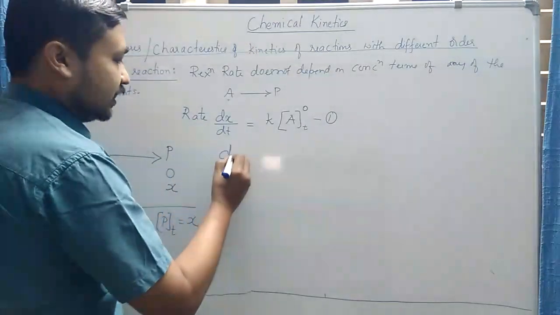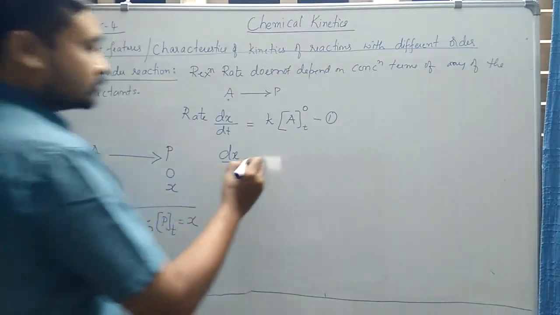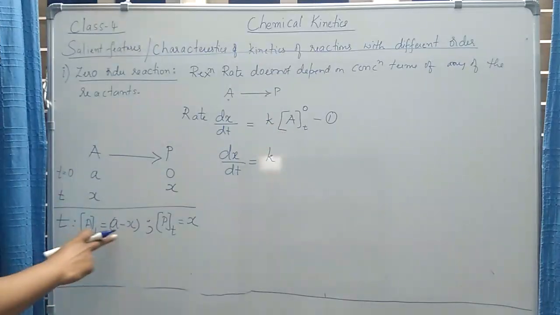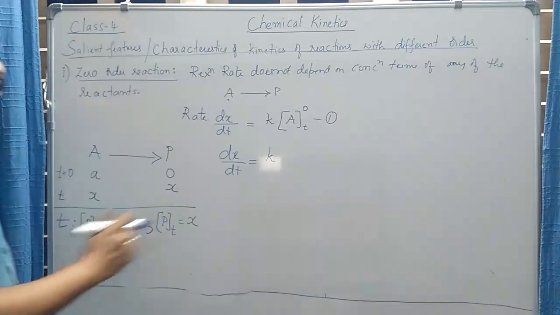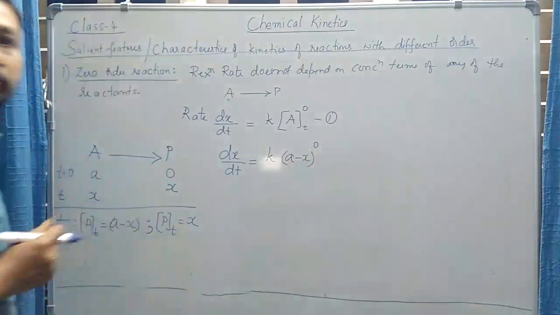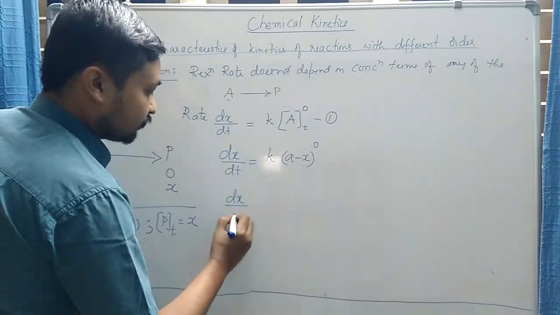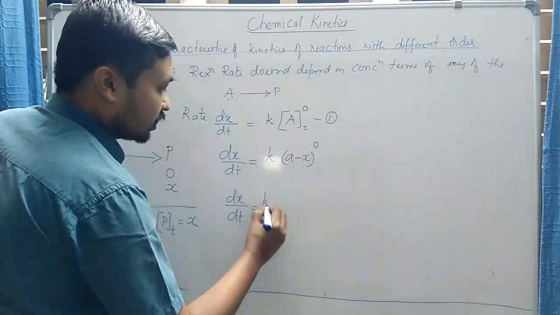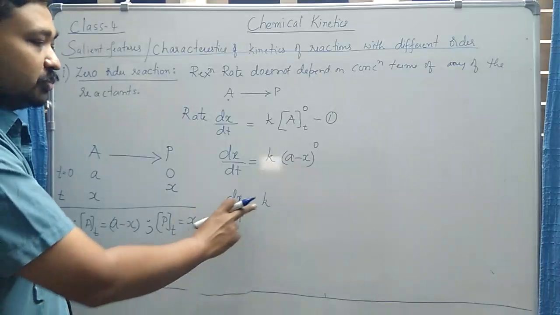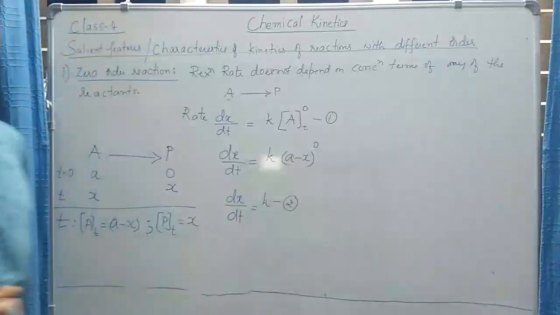So dx by dt, that is rate of the reaction, dx by dt is equal to k into what is the concentration of A at a time t? Concentration of A at a time t is A minus x to the power 0. So therefore dx by dt is equal to k, because A minus x to the power 0 is 1. Okay, so dx by dt is equal to k. Rate of the reaction is equal to rate constant.